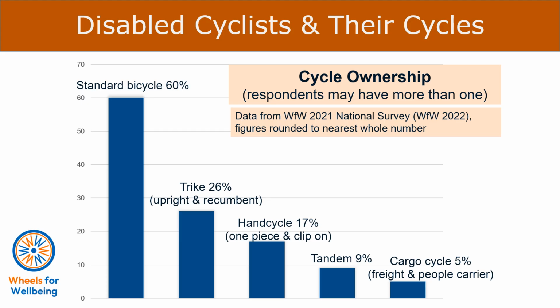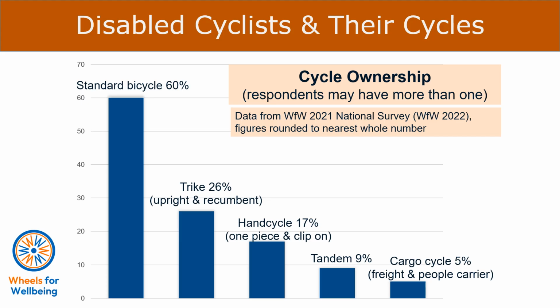So the data on the screen that I'm going to talk through is based on a Wheels for Wellbeing survey that we carried out in 2021 and which we published in 2022. It's important to note that although this is a nationwide survey, it's not representative of all disabled people. And in fact, there isn't any robust national data that exists about disabled people and cycling. However, Wheels for Wellbeing fairly regularly survey disabled cyclists, and although the findings are only indicative, they do show some consistent themes and patterns that are important for our understanding.